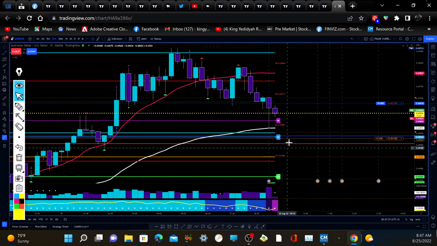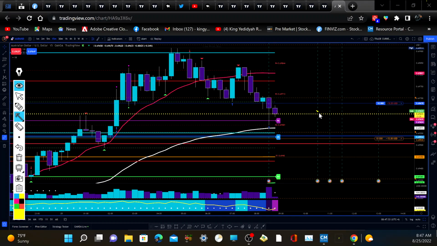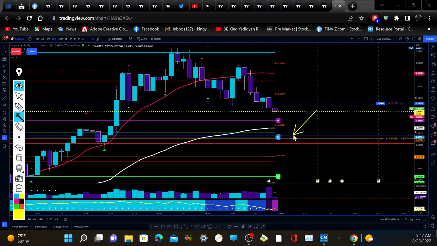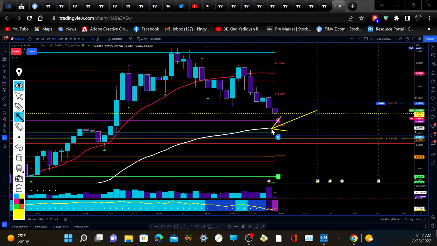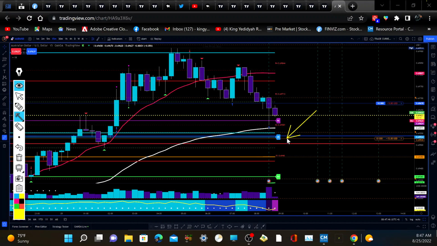That's a little below VWAP, below R5 Camarilla. That's my stop right there, below the pivot level as well. That's that blue line. VWAP is right there, that white curve line. R5 is right there, and that's my stop.